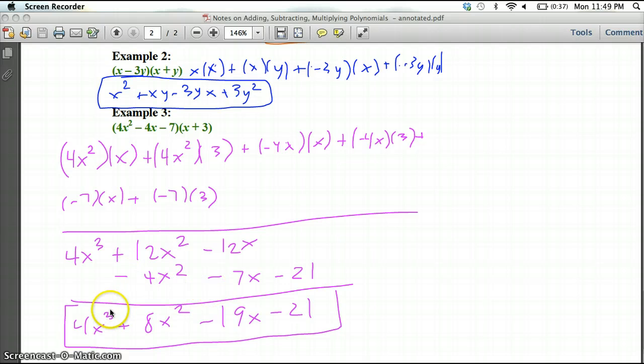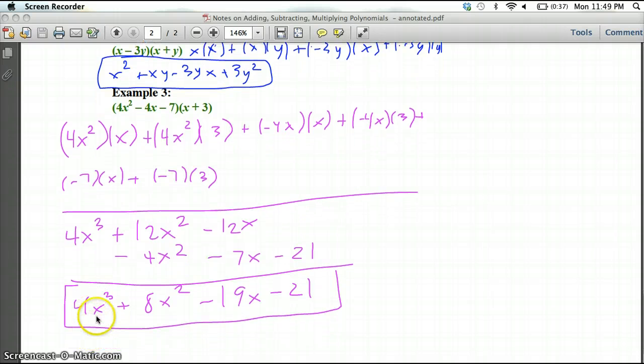So now I'm going to combine like terms. I don't have another x cubed, so I'm just going to bring it straight down. And I've got 4x cubed. 12x squared minus 4x squared is 8x squared. A negative 12x minus 7x is a negative 19x. And then minus 21, and that is my answer.